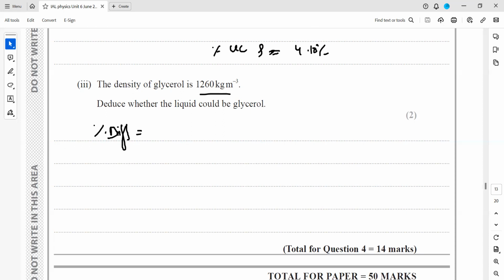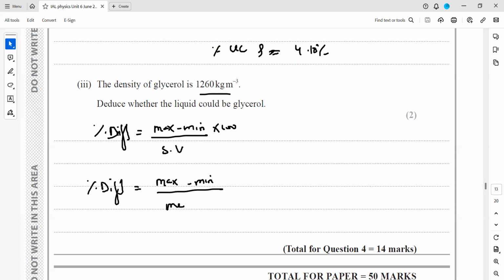Percentage difference is equal to maximum minus minimum divided by, it can be the average. If we have a standard value, then the formula is percentage difference equals maximum value minus minimum value divided by standard value into 100. But if we don't have any standard value, and two or three values are there, then it will be maximum minus minimum divided by mean into 100.